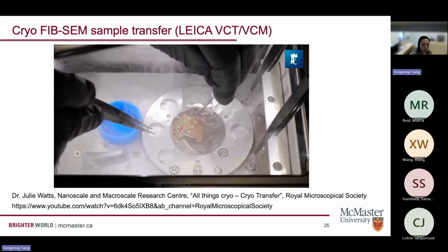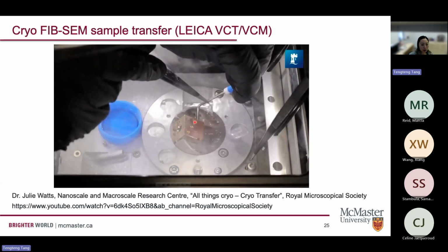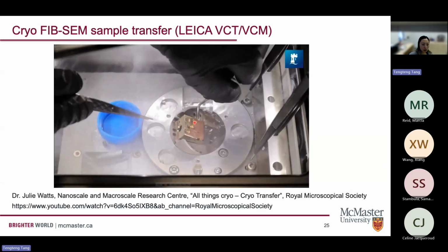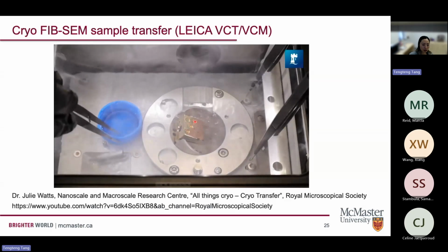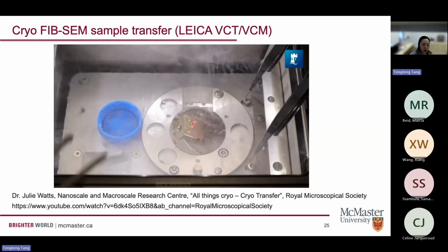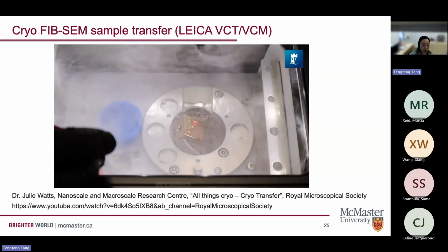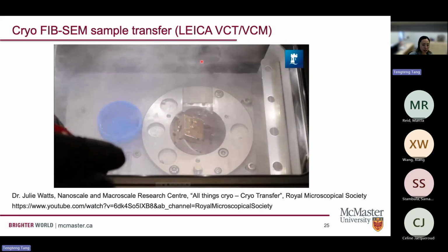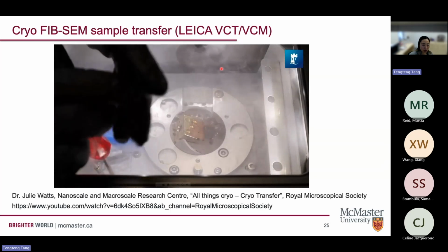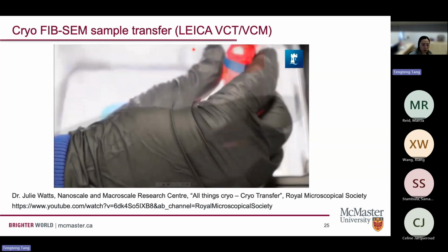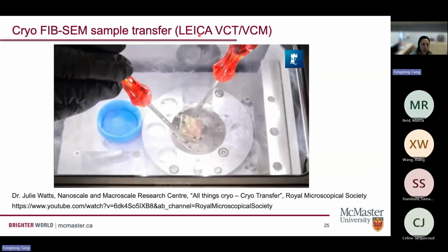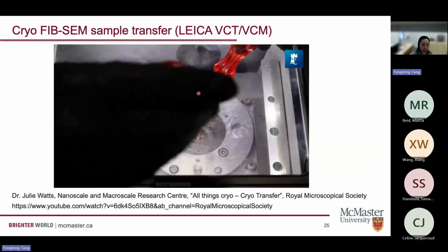And then you have to tighten the stage, or basically tighten the grids so that they will be fixed on this stage. And then you have to find ways to rotate this stage so that they will be facing upwards, where you can see an opening there. So this opening is where the VCT arm will come in later.